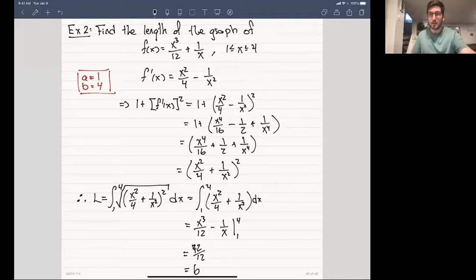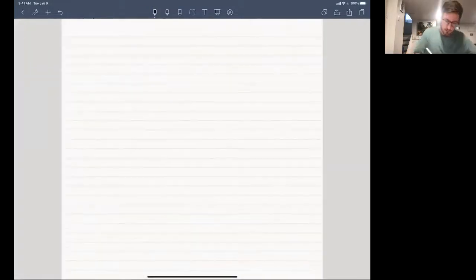And so certainly when it comes to computational effort, these arc length problems are considerably simpler than the volume problems that we've been considering prior to this, right? It's a relatively straightforward process because it's just applying this relatively simple formula. Okay, let me give you one more. So example number 3 for today.